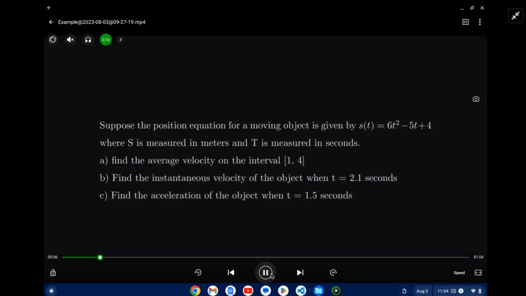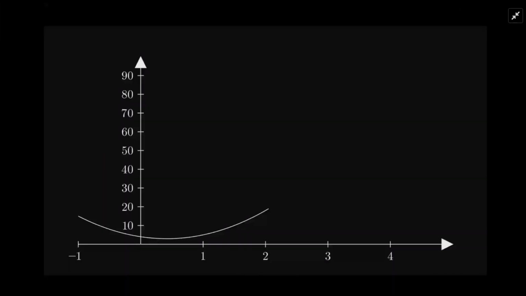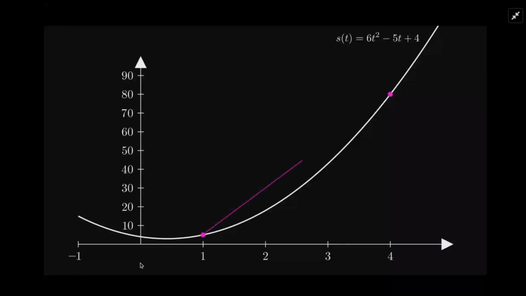All right. This problem gives us a good opportunity to look at the difference between the average velocity and the instantaneous velocity. So let us look at an illustration. Here's our function. And for the average velocity, we want to look at these two endpoints. So t equals 1, t equals 4. We don't care, actually, what happens in between. We just need the two endpoints.